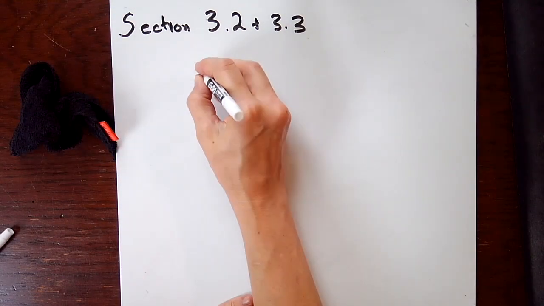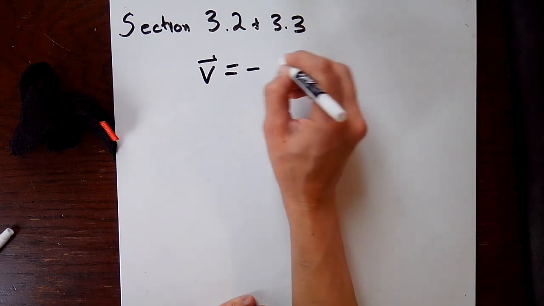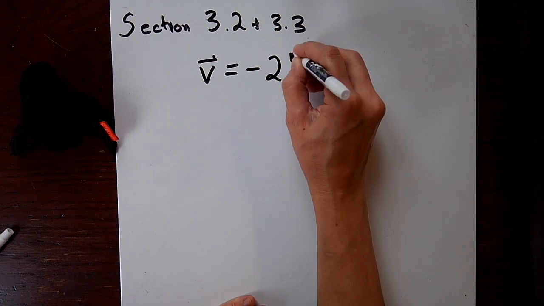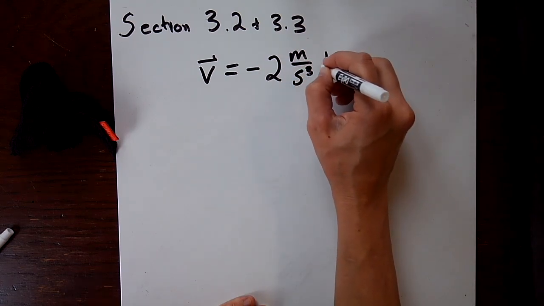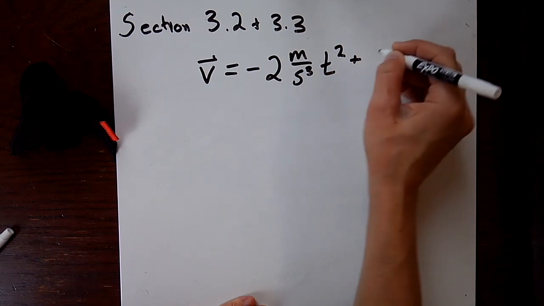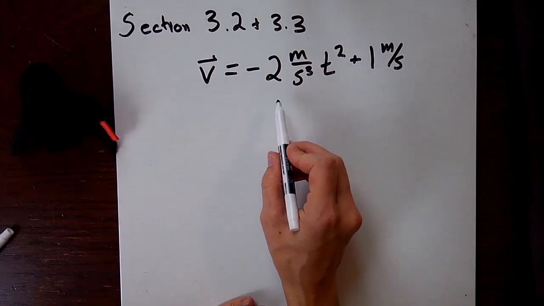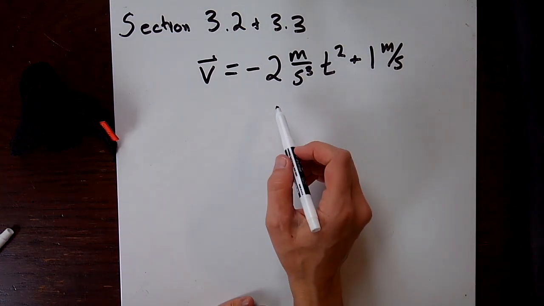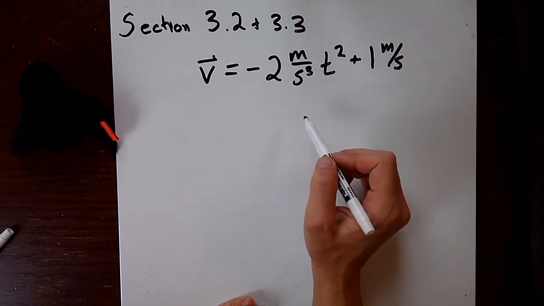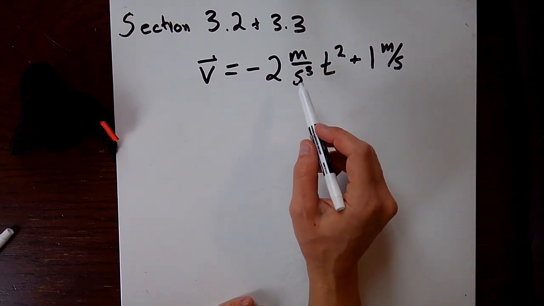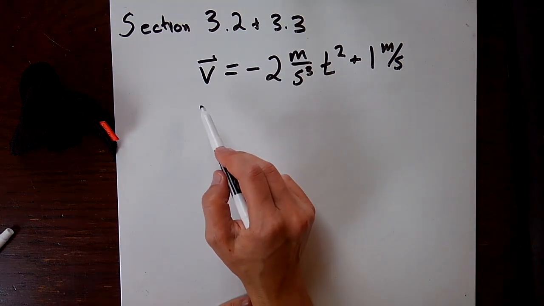Say my velocity were this: -2 meters per second to the third times time squared plus 1 meter per second. And I'm going to stop right here and say I really dislike how your book does units in its equations. It makes it a little easier to look at by just putting in that the units are going to be whatever the units of the quantity you're looking at.